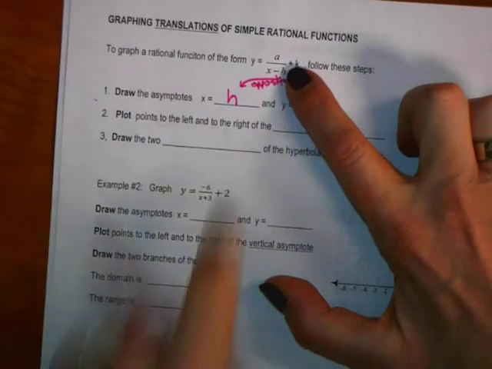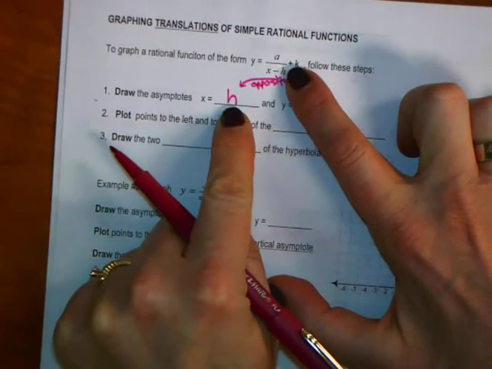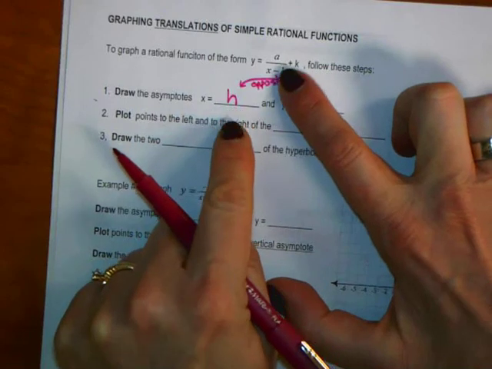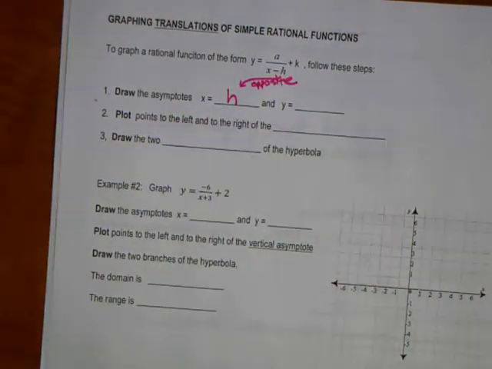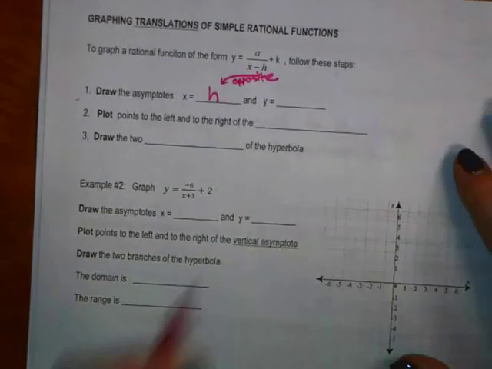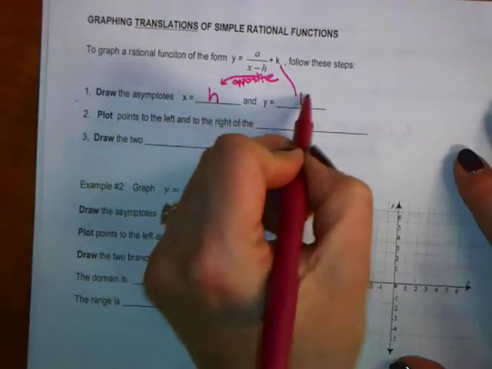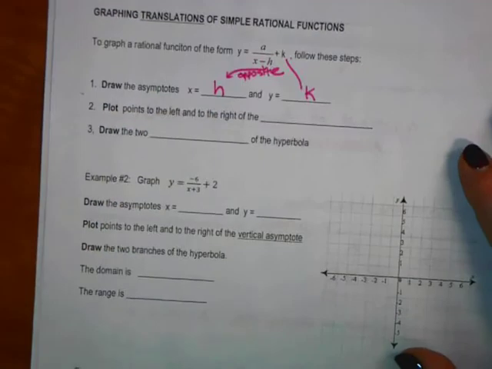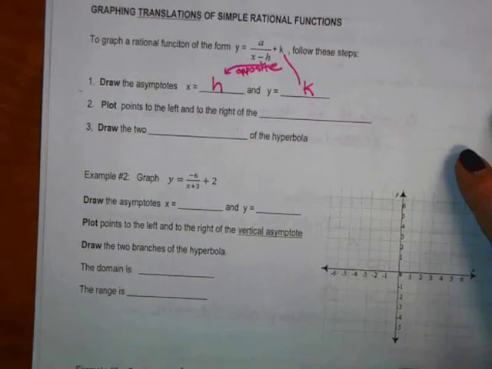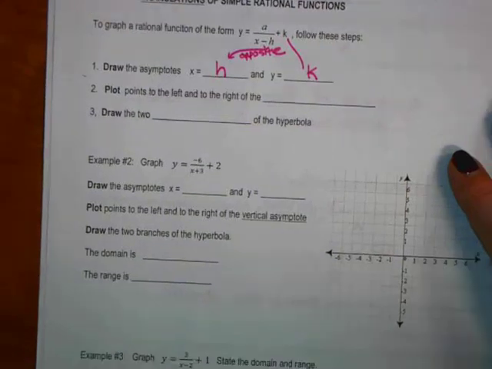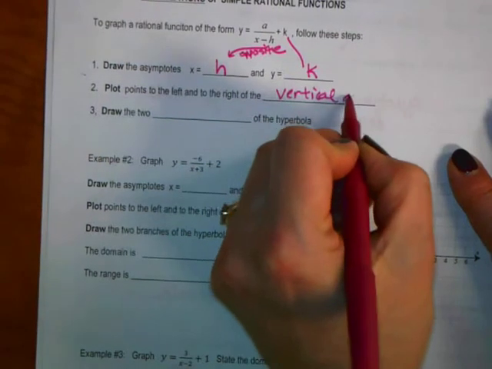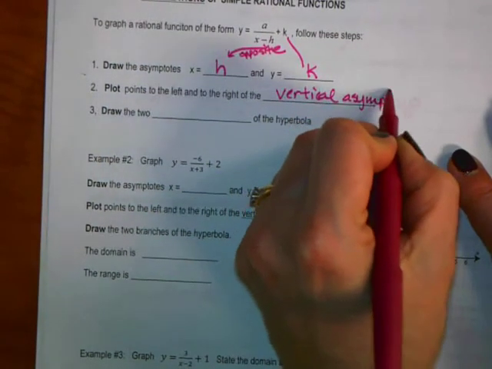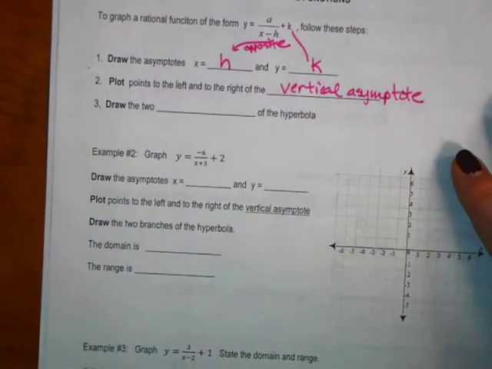So if this was a minus 3, then it's going to be x equals 3. If it's plus 3, it's going to be x equals negative 3. Some people look at it like that. And then your y is simply your what? Your k. Y equals k. So your asymptotes are just going to be whatever h and k are. Plot the points to the left and the right of the vertical asymptote. You only have to consider the vertical asymptote, because those would be the x values that you choose to plug in.